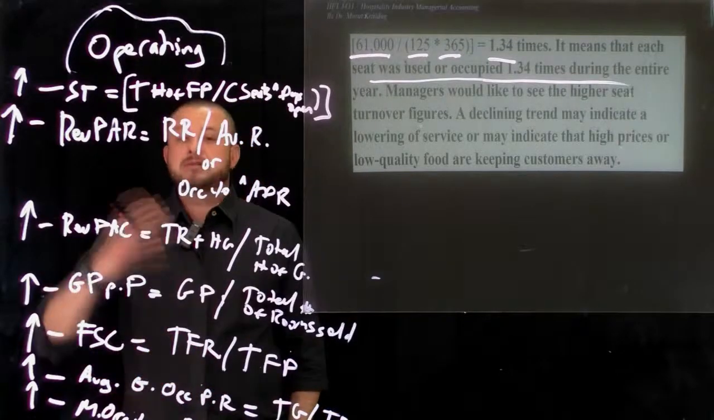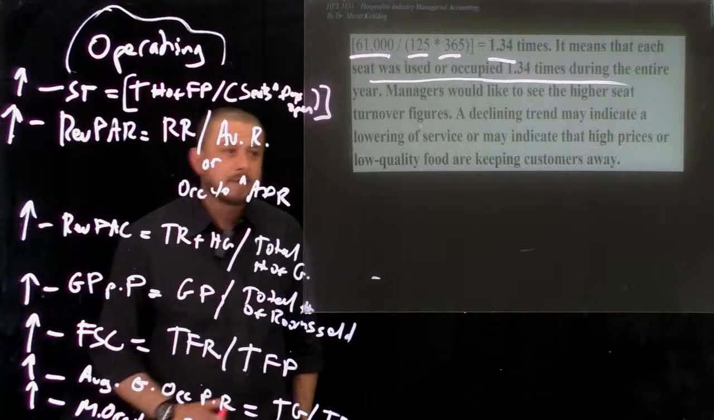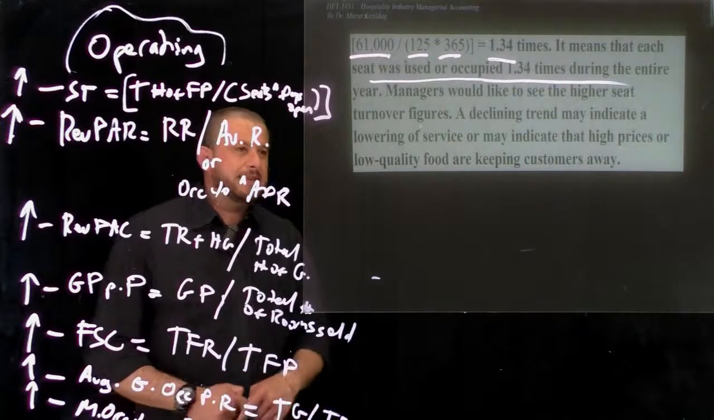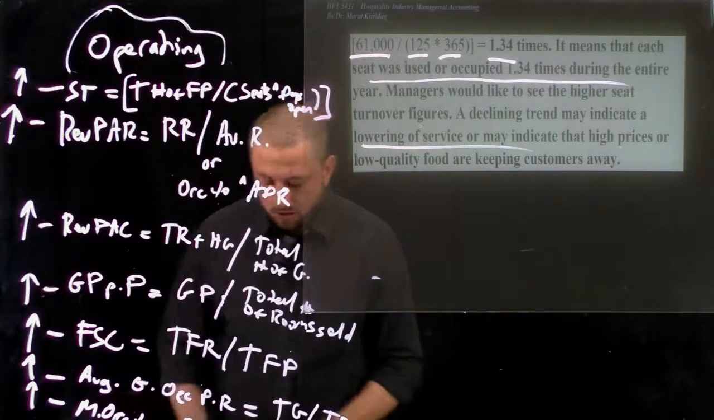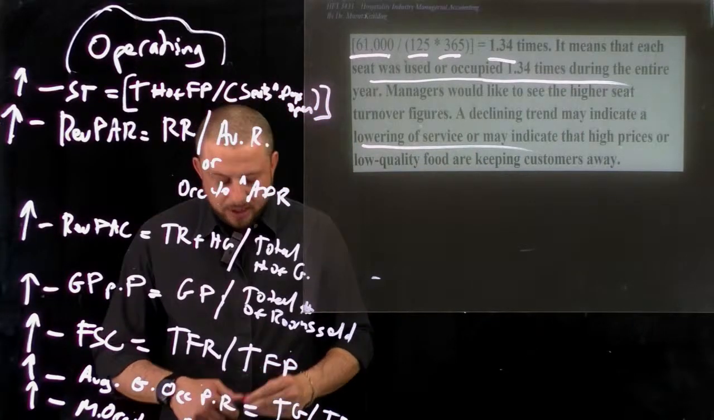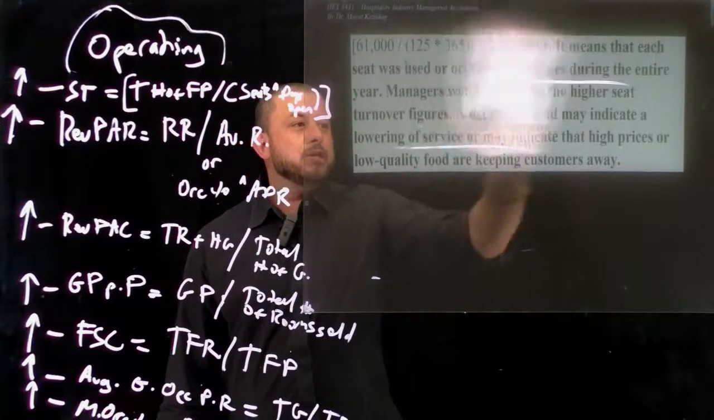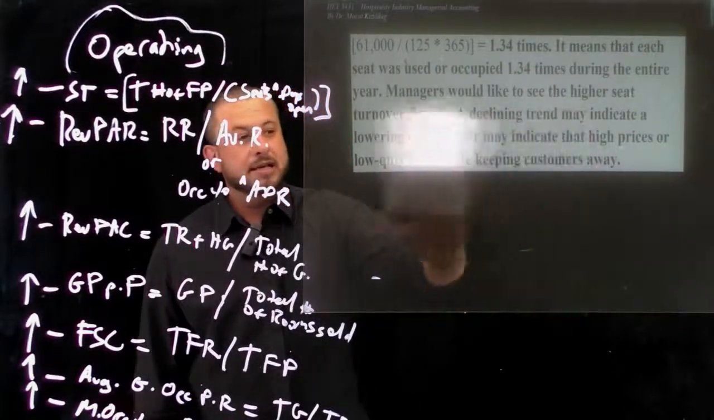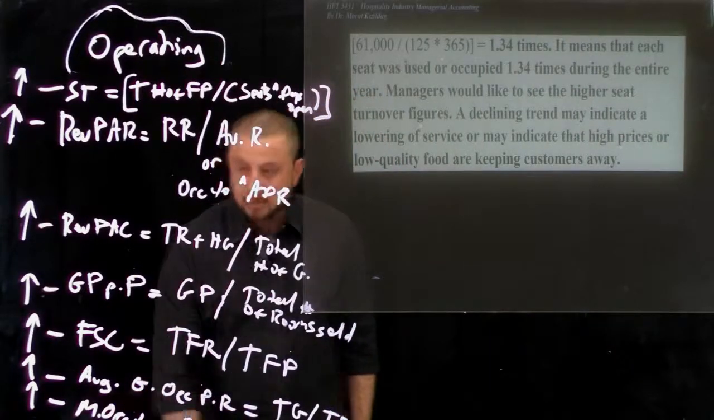Management would like to see a higher seat turnover for sports bar type of restaurants. Of course, higher seat turnover is needed. Okay? But a declining trend may indicate lowering of service or not much customer traffic being generated. Food quality and the location, and better restaurants in the competition, and so on and so forth, might be the reasons as well. This is a little crowded.